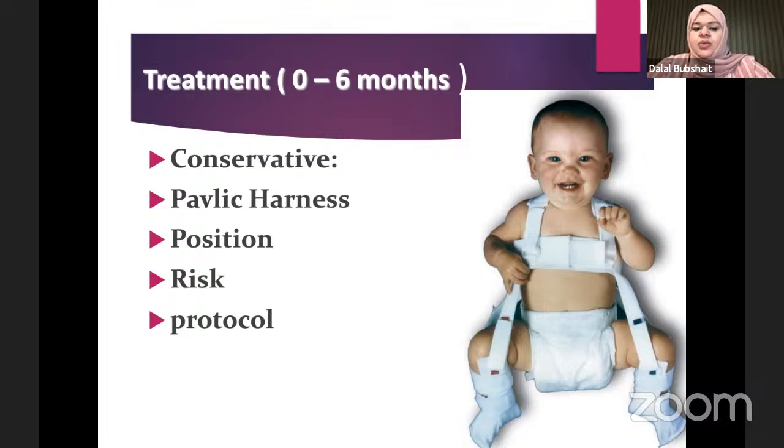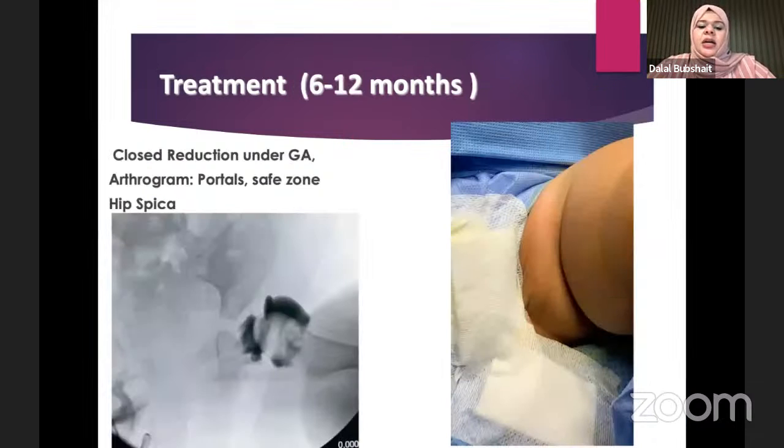If it is stabilized, we continue for 2 months or until the acetabulum is fully remodeled and with normal acetabular index. Now, if the child is older than 2 months, 6 months to 1 year, then we need something more than a simple Pavlik harness. We need closed reduction. So we take the patient to the operating room.